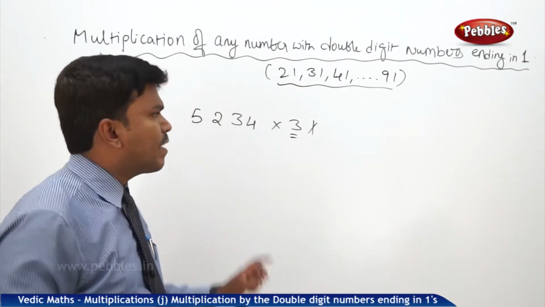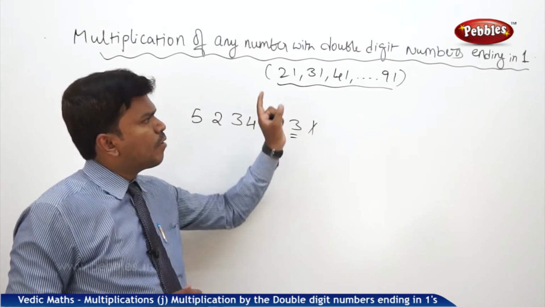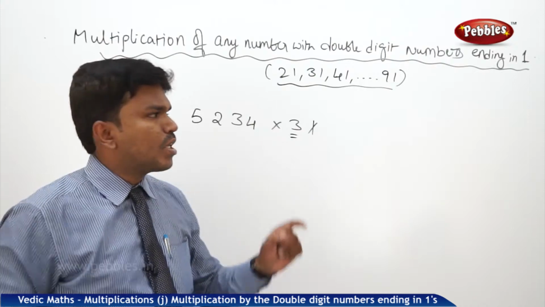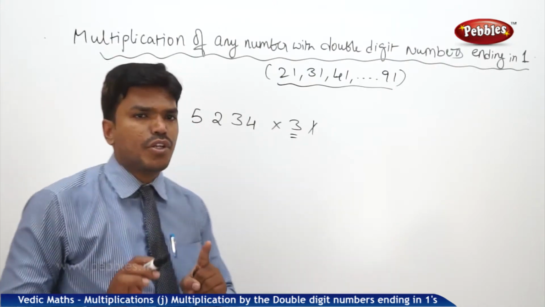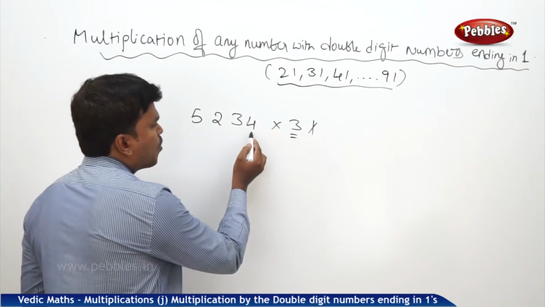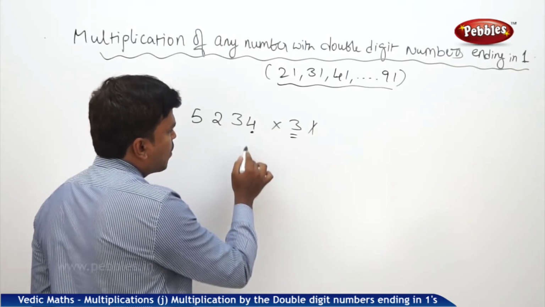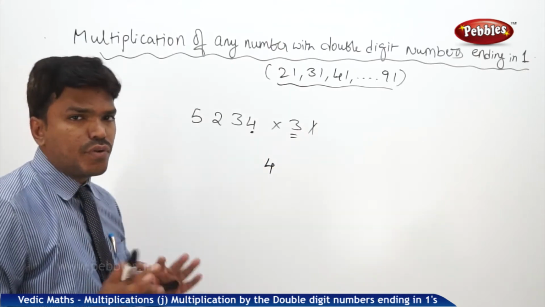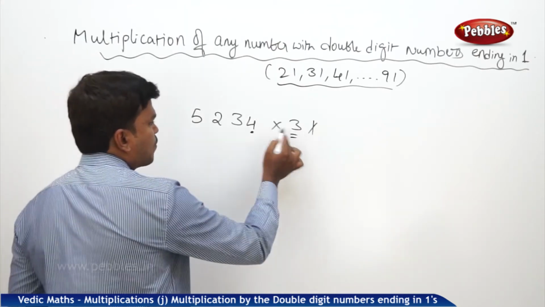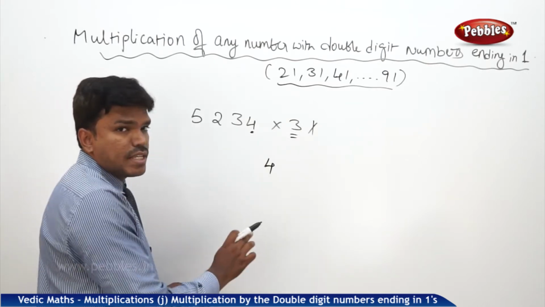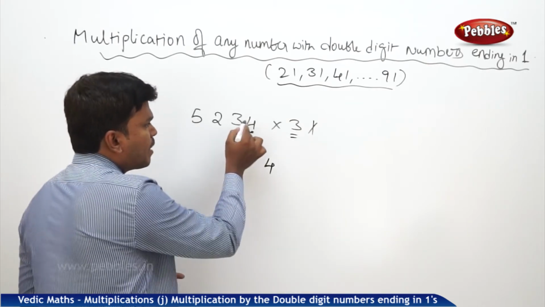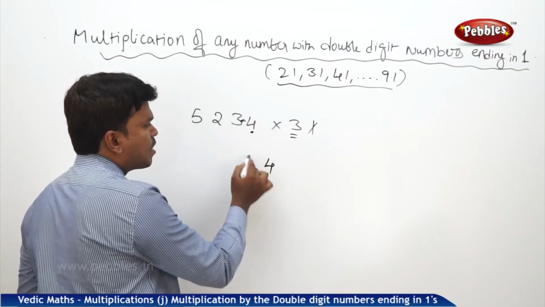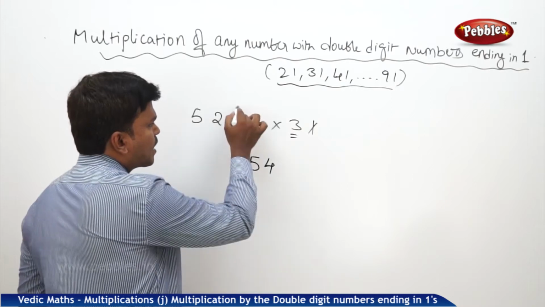Now see, whenever you are multiplying any number by double digit numbers ending in 1, the very first step is to drop the rightmost digit as it is. What is the rightmost digit here? 4. So you simply drop that 4. Now you start multiplying. What is 3 4s? 3 4s are 12. 12 plus the left side digit 3, that is 15. So drop 5, carry 1.